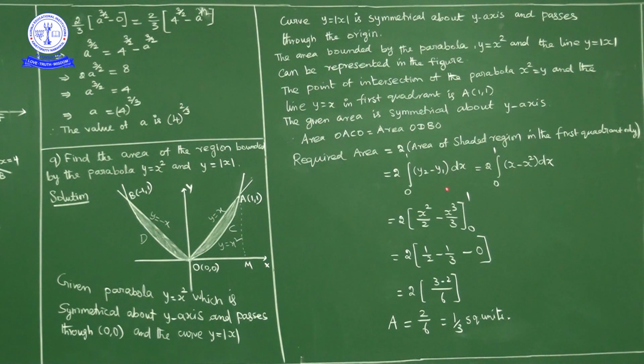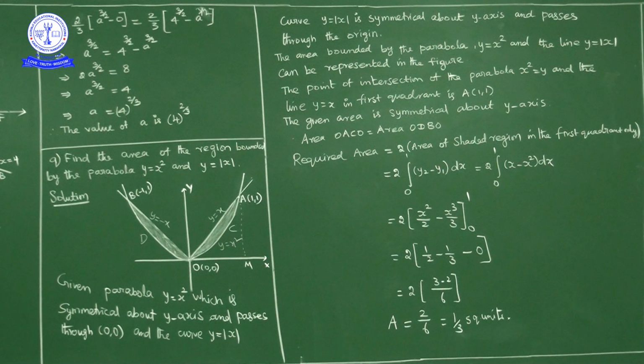By substituting the upper limit in place of x, 1, we get 2 into 1 by 2 minus 1 by 3. If you substitute 0, that is 0 only. So 2 into 1 by 2 minus 1 by 3, LCM is 6, 3 minus 2, 1. So 2 into 1 by 6, which is nothing but 1 by 3 square units.